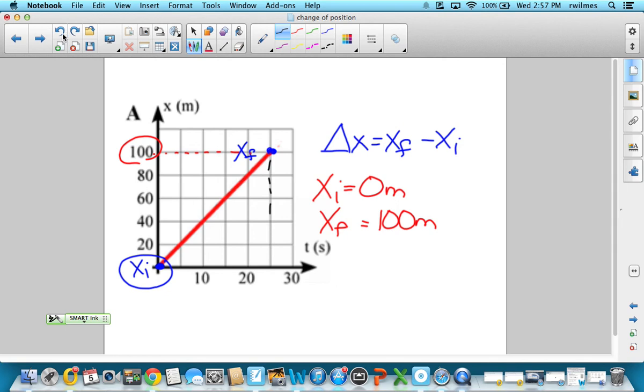We have that. So from there, we're just going to go ahead and put these numbers into our change of position. So you've got a change of position is equal to my final position, which is 100, minus 0 is equal to 100 meters. Now you try.